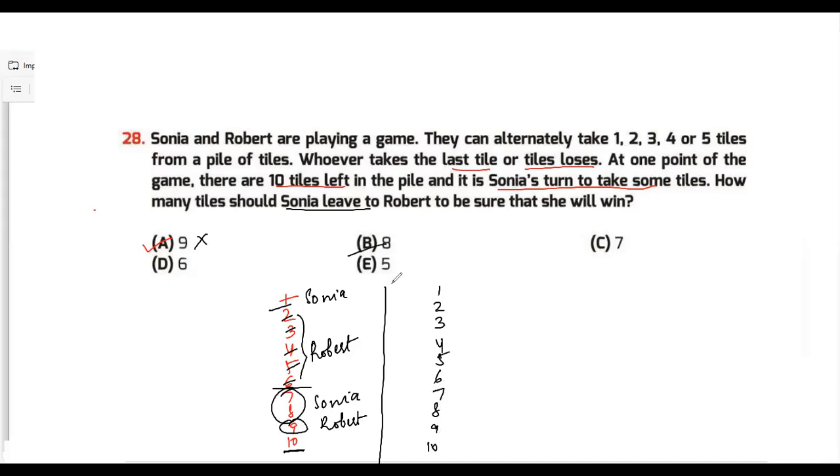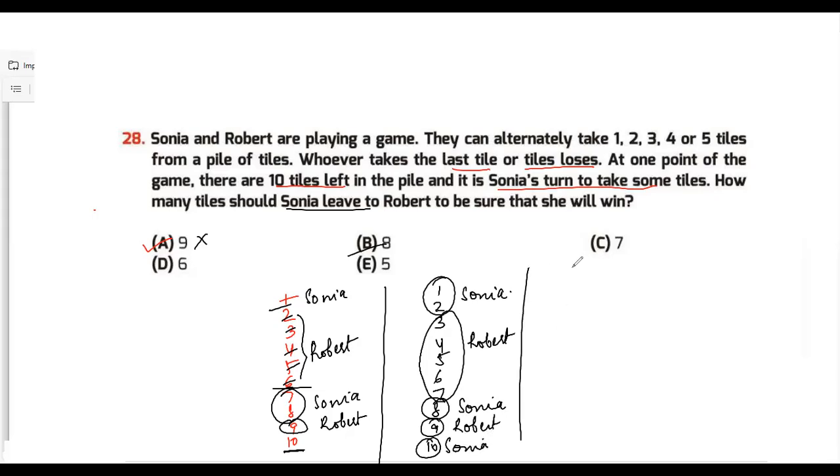So suppose Sonia leaves 8 tiles for Robert. So this is what Sonia picked. Then what can Robert do? Suppose again Robert would pick the maximum. So he picked these tiles. Then what would Sonia do? So again, if Sonia picks this one, then Robert would pick this one, and then again Sonia has to pick this one. So Sonia would lose again. Now let's try.